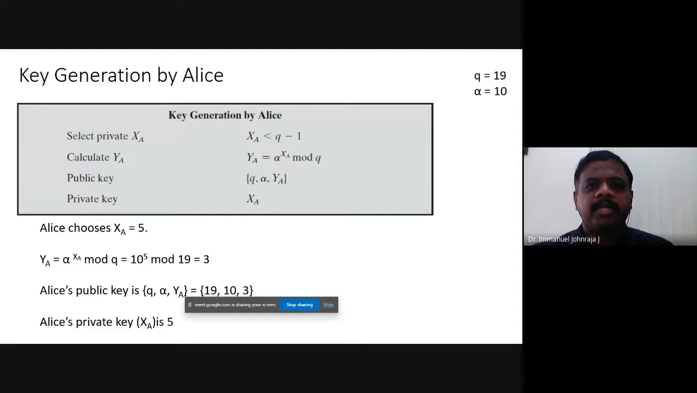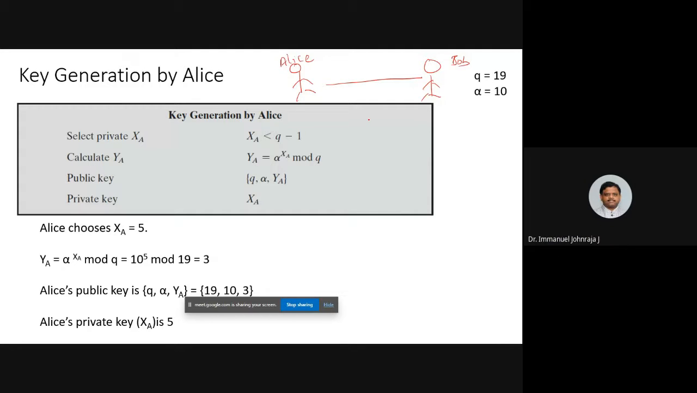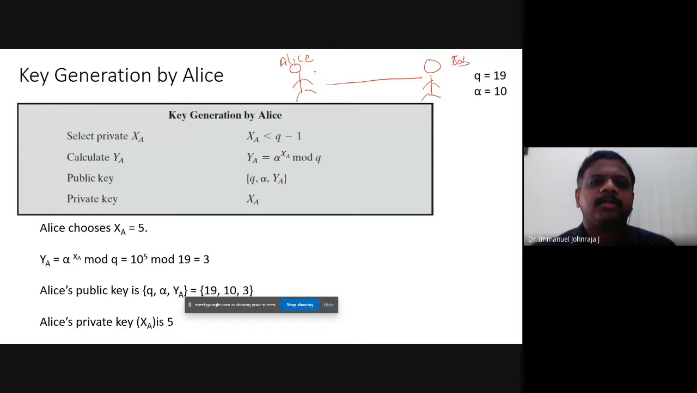Moving on. The first step is the key generation by Alice. Alice is here, and Bob is here. So this is Alice, and Bob is here. All right. So they have some message to be exchanged. So what happens? Alice is the person involved in the key generation in our example.